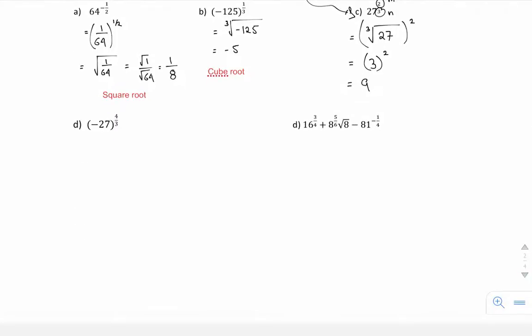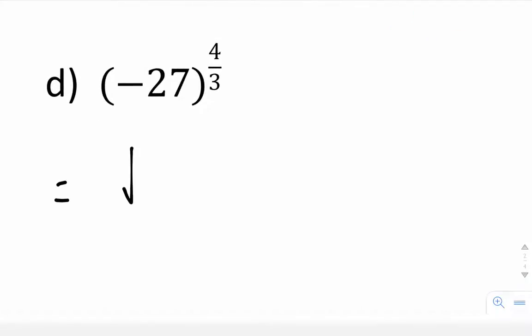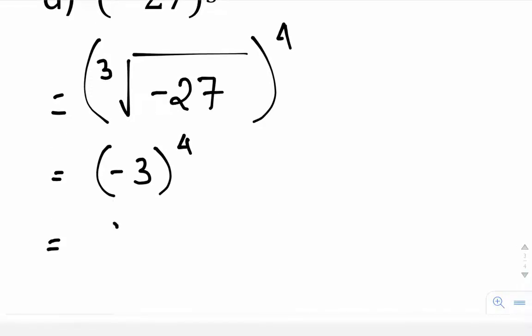Keep going. So in D, same thing, except I have a negative base. So I'm going to rewrite this as the cube root of negative 27, and that's all to the exponent 4. Negative 3 is my cube root of negative 27, negative 3 to the exponent 4, and that gives me 81.